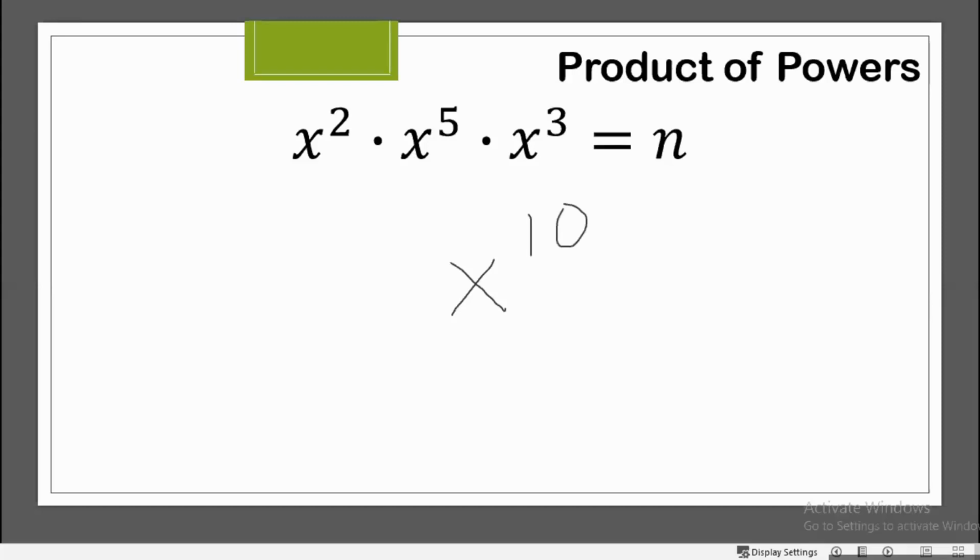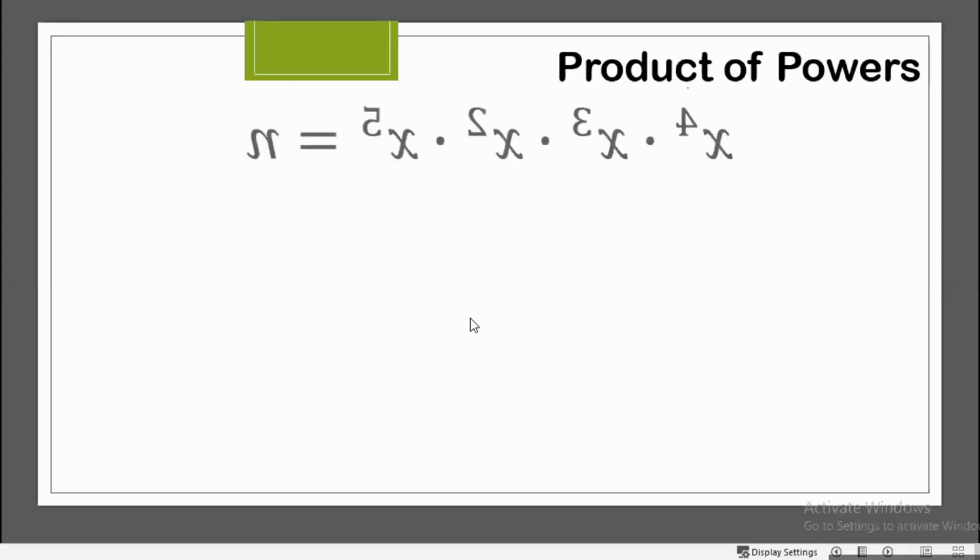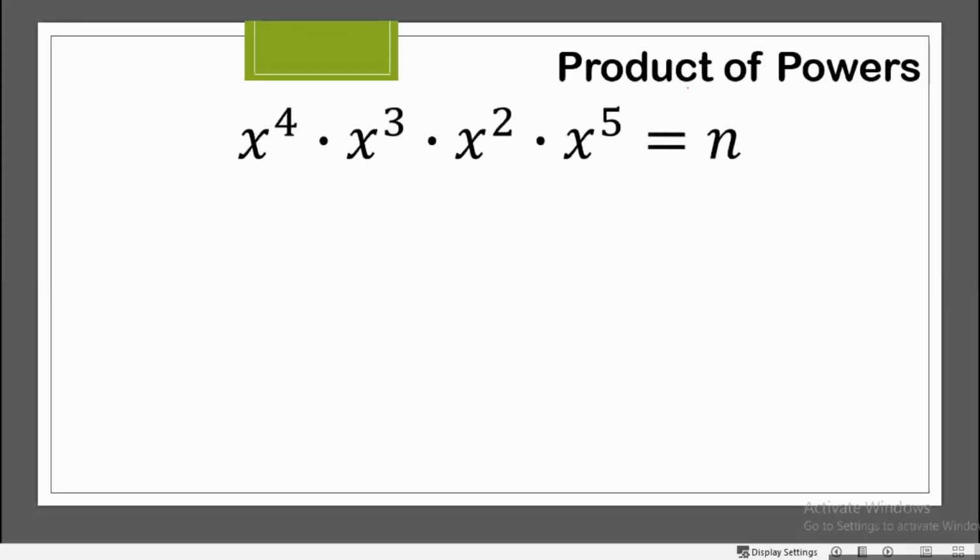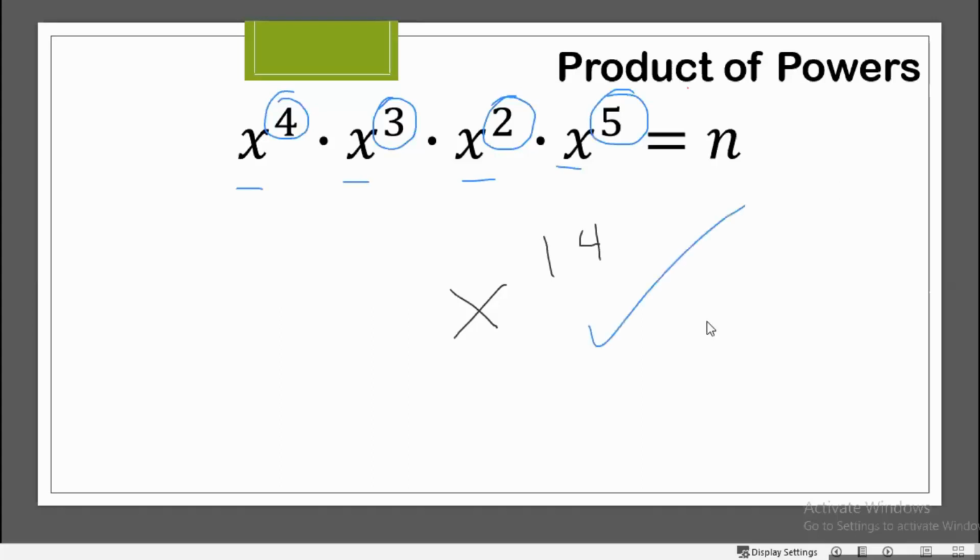Okay, so you need to add all the exponents and the answer will be x raised to the 10th power. Okay, very good. Next. Ito naman. So they have the same base. So you just need to copy the same base and then add all the exponents. So 14, very good. Next.